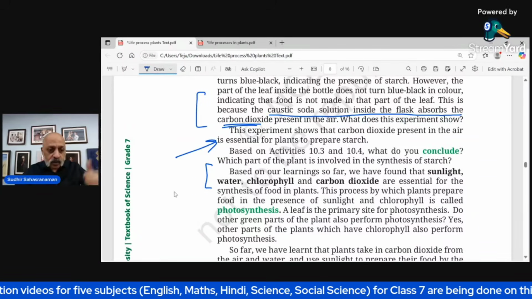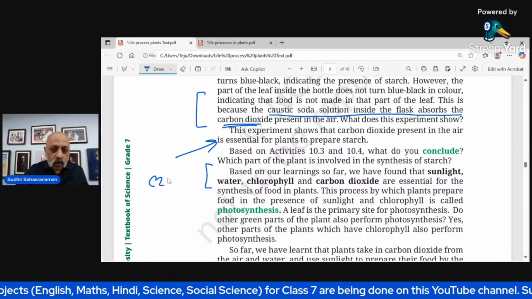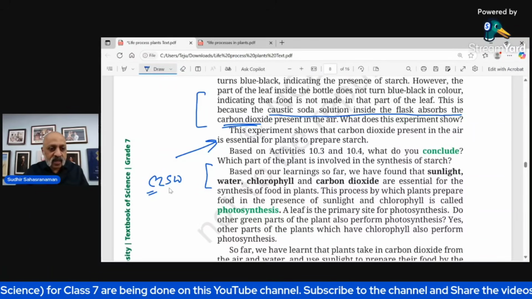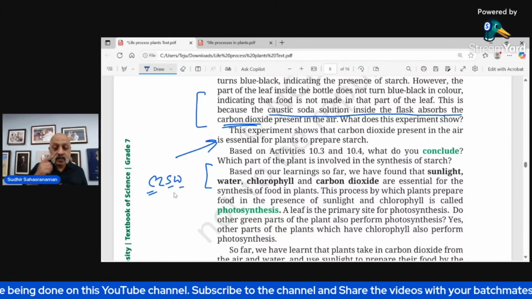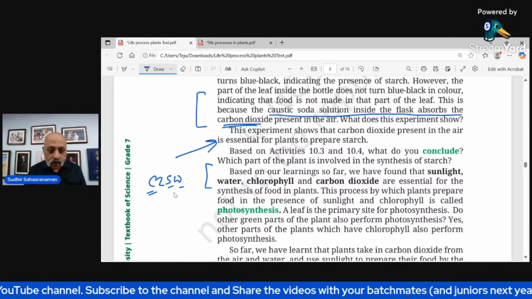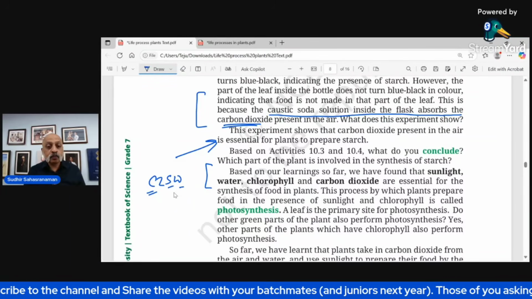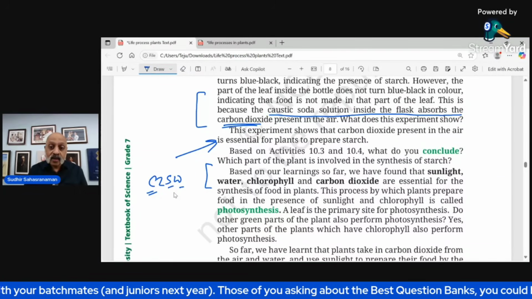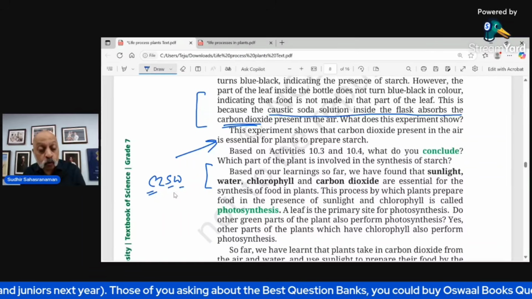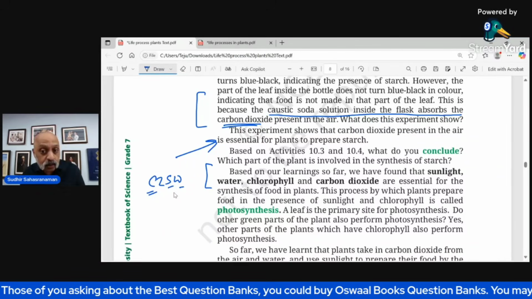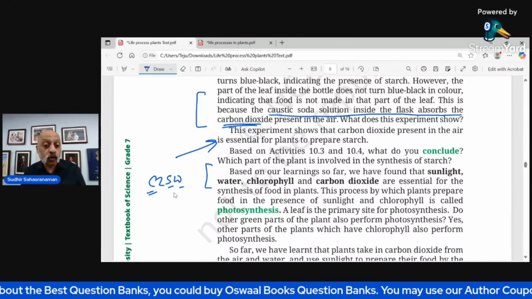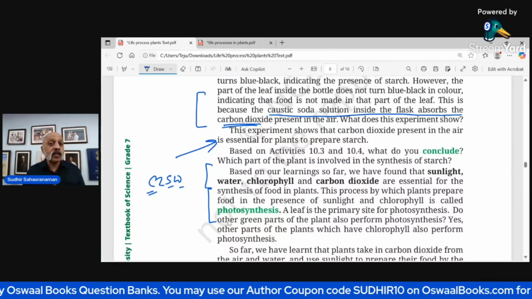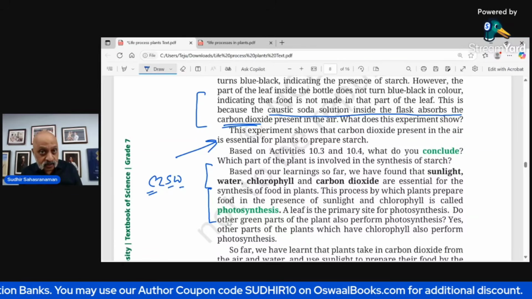So you can remember this as C2SW. Carbon dioxide and chlorophyll, C plus C, sunlight and water. You can remember this by this kind of a code. Now, the process by which plants prepare food. Now, the definition of photosynthesis. The process by which plants prepare food in the presence of sunlight and chlorophyll is called photosynthesis. And these four elements are absolutely necessary. Otherwise, photosynthesis will not take place.